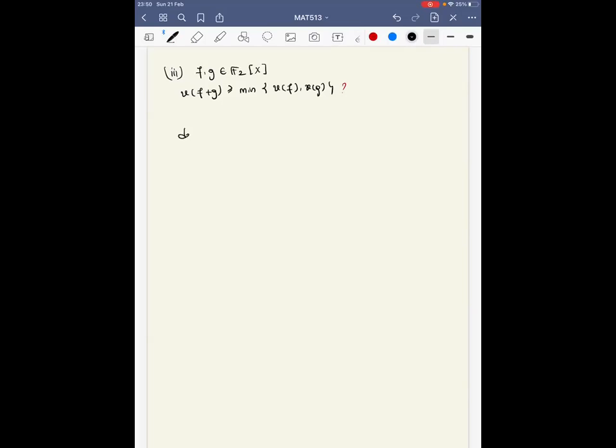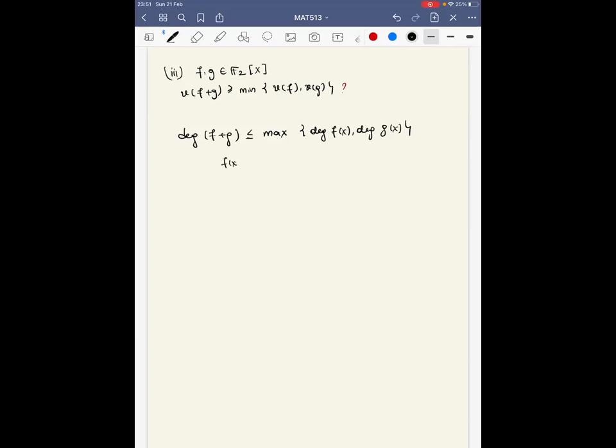And here, let me observe that the degree of the summation of two polynomials is bounded above by the maximum of the degree of each polynomial. But we don't have to have equality always.